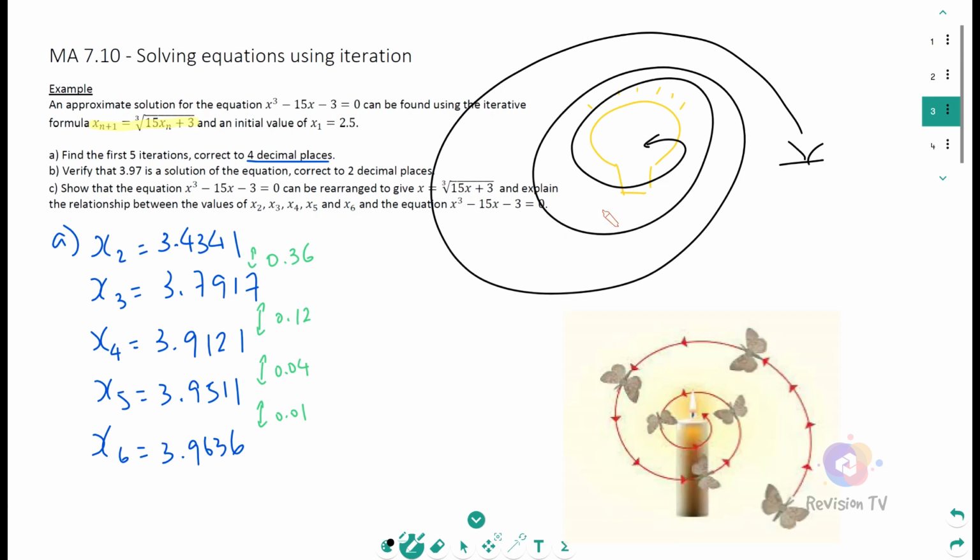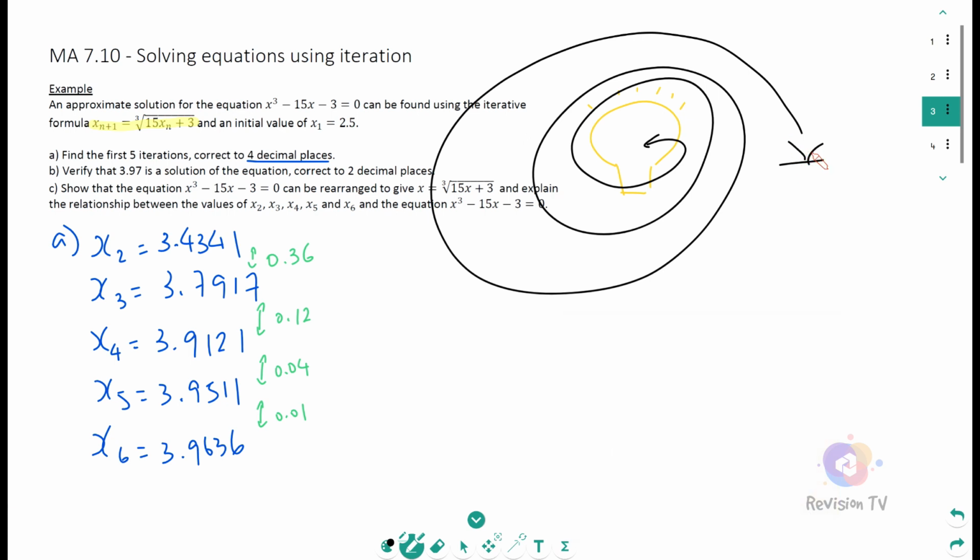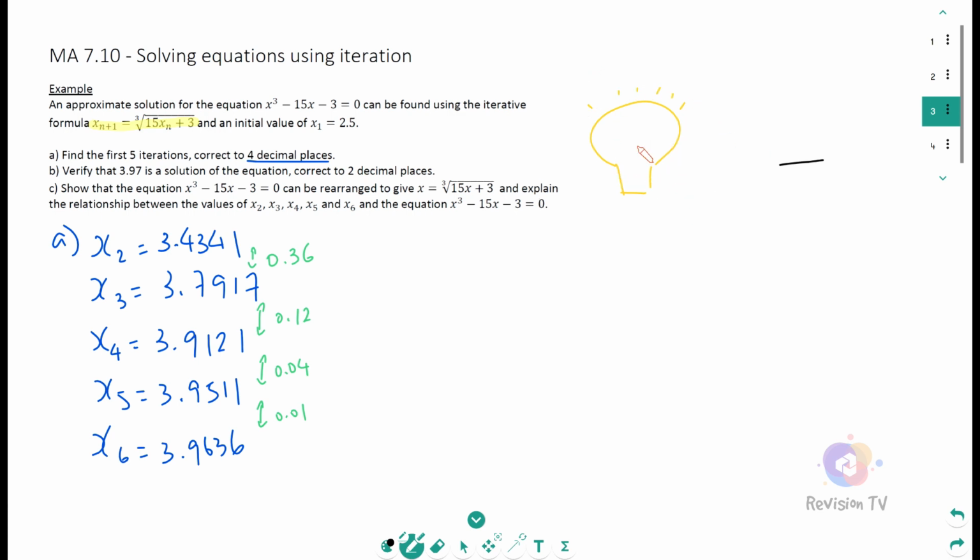Now, how do we apply this sort of scenario to iteration? Well, think of it as the initial solution. It's quite far away, but then we're getting closer and closer and closer to the actual answer. All right.